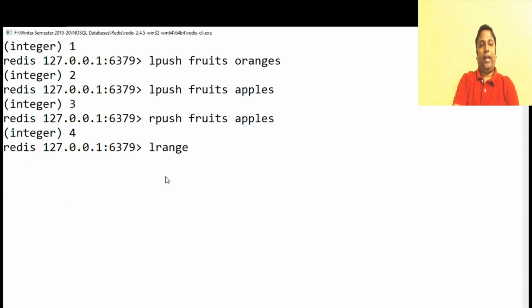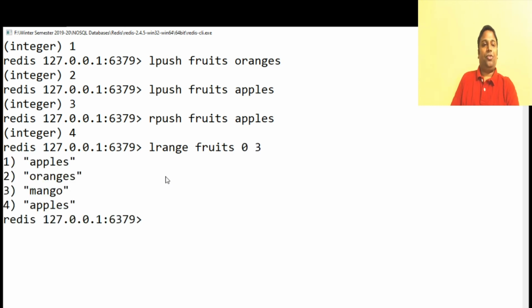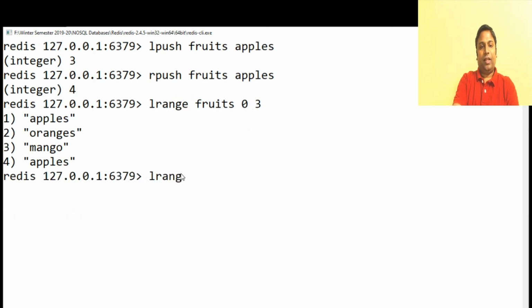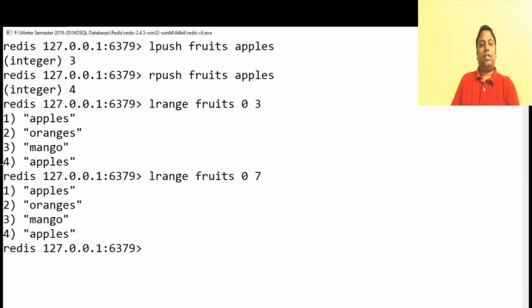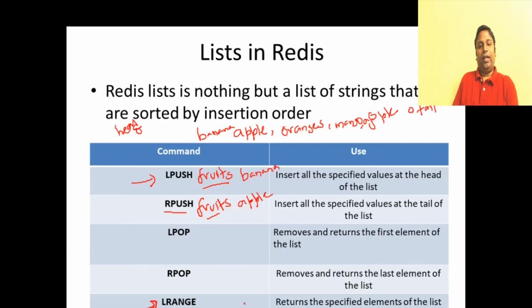So lrange, the name of the list, starting index 0, ending index 3. So you see here we have apples, oranges, mango and apples. Suppose I give lrange fruits, and I give 0 and ending index to be 7. We have just 4 items, but even though I'm giving 7, it prints only those 4 items in the list. So lrange is for returning a specified range of elements from the list.